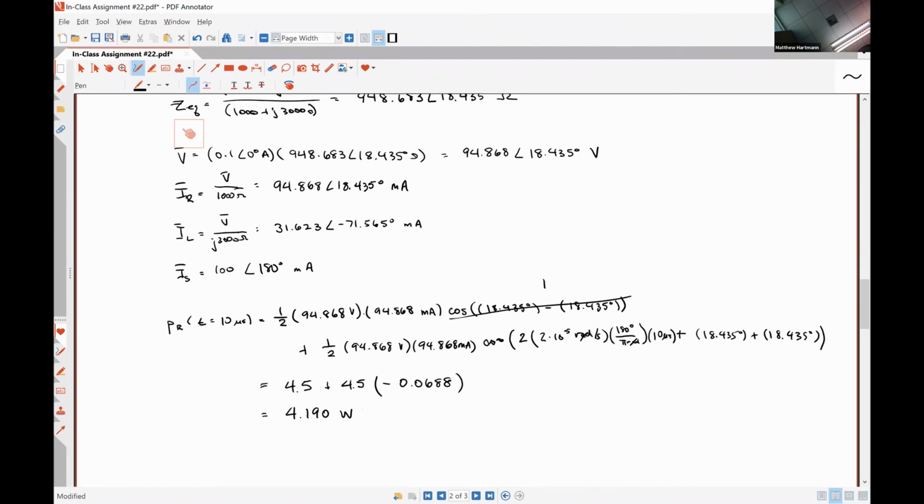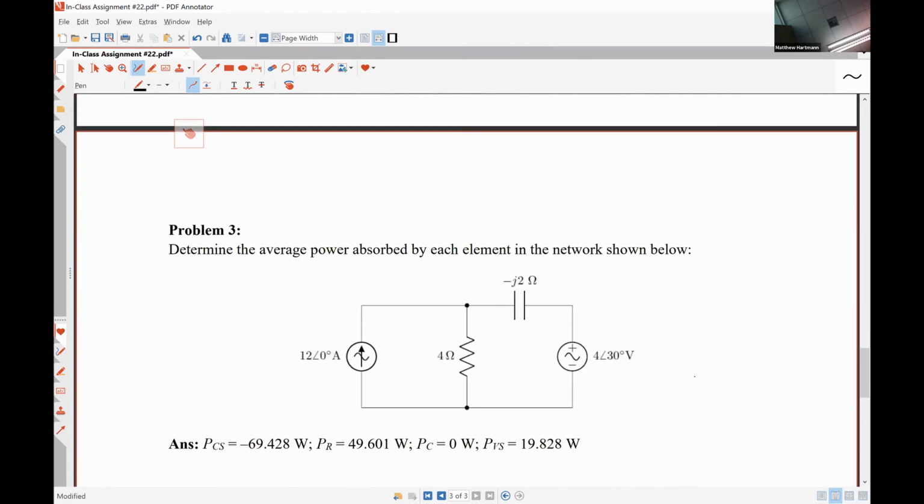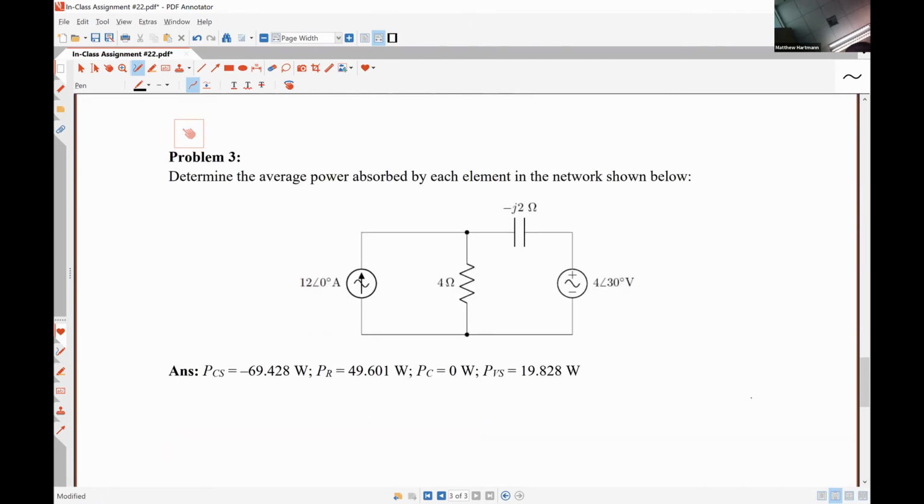Any other questions on this problem? All righty. So for our last problem here, we want to determine the average power absorbed by each of the elements in this network. So that means we're looking for power absorbed.